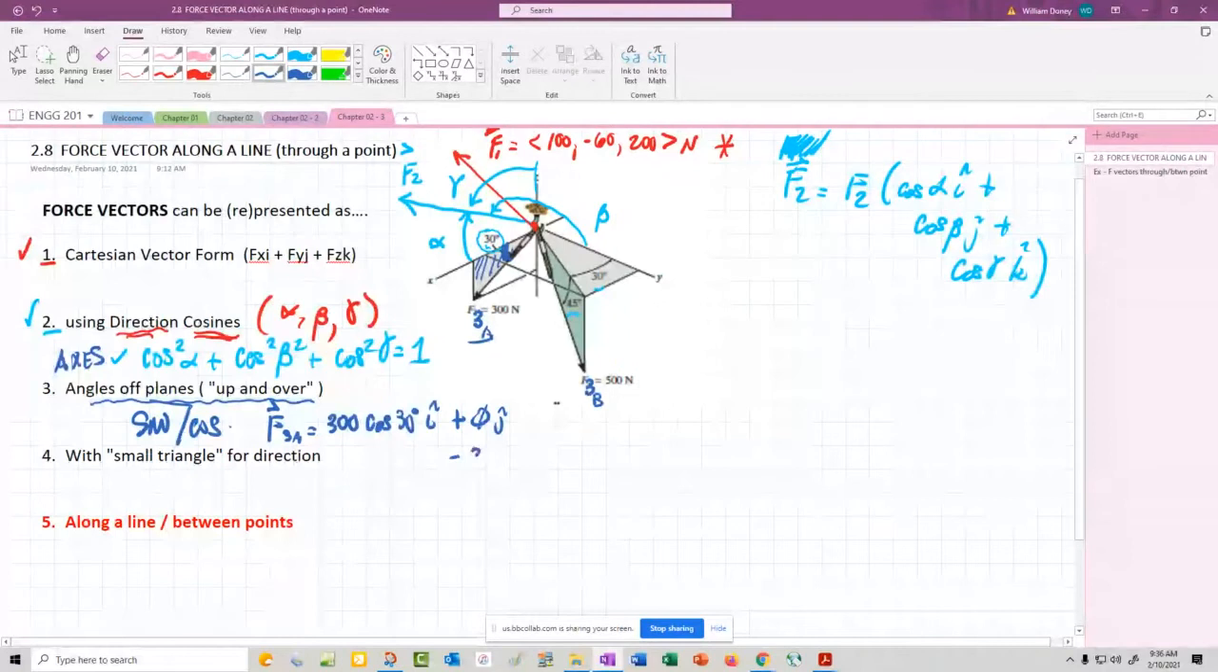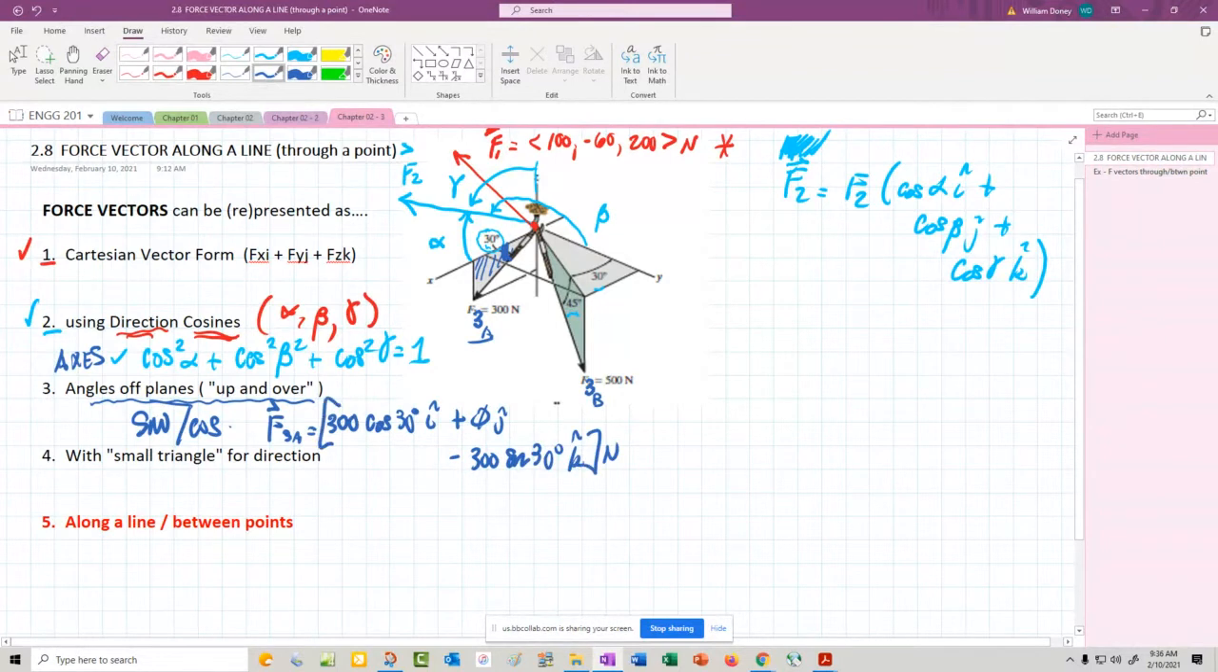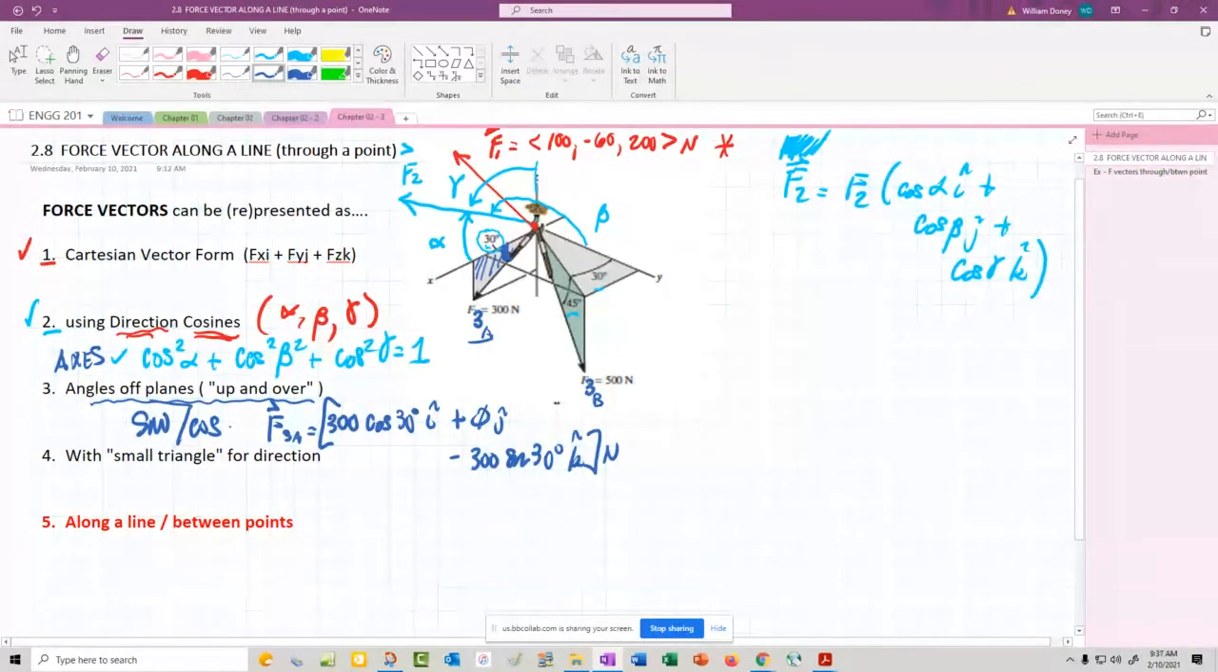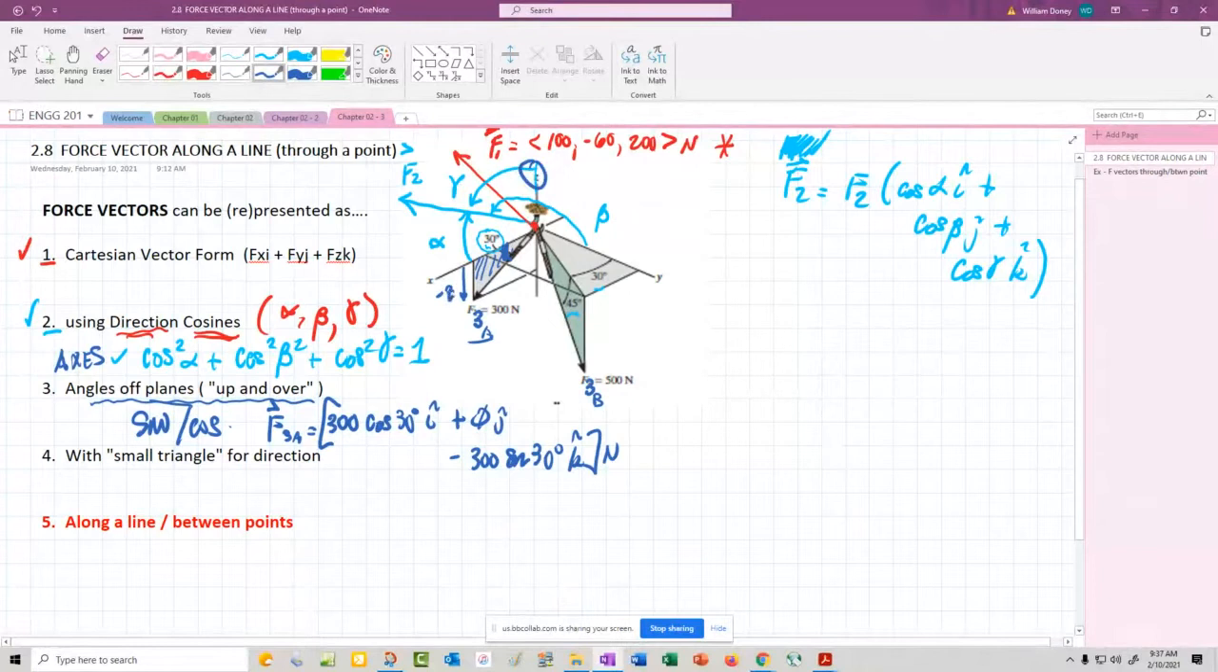And then we'd have a minus 300 sine of 30 degrees in the k direction. And then have units of Newtons, so we'd put those in there. Now, why is that minus? Because right here it's going below, or negative. That's positive z up, that's in the negative z direction, and that's why it's a negative there.